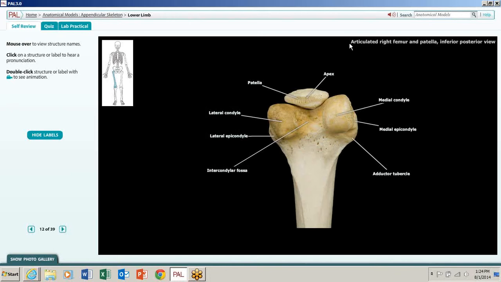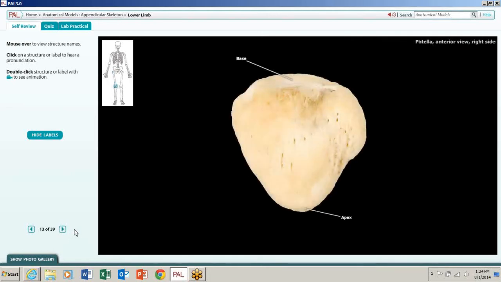There's an articulated right femur and patella, and it's an inferior posterior view. We can see the patella there. There's the medial condyle, medial epicondyle, lateral epicondyle, and lateral condyle. And this is just the patella, just showing the apex and the base.